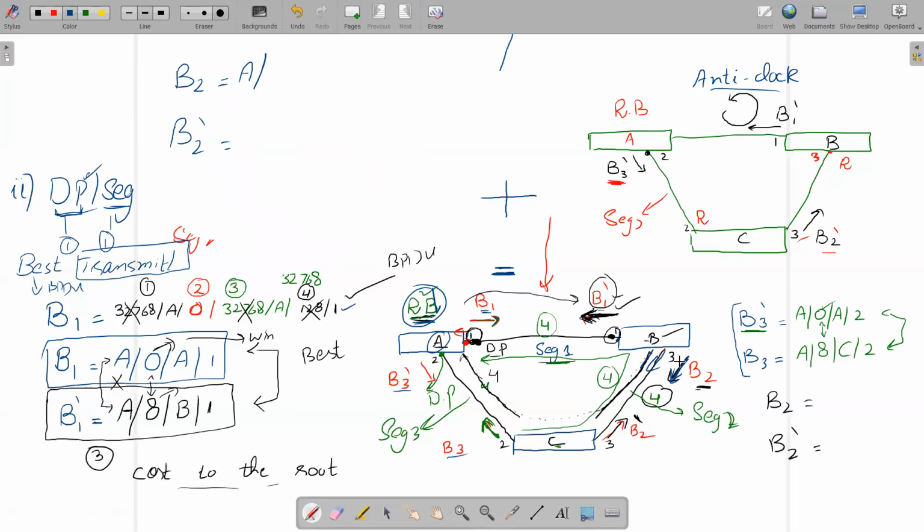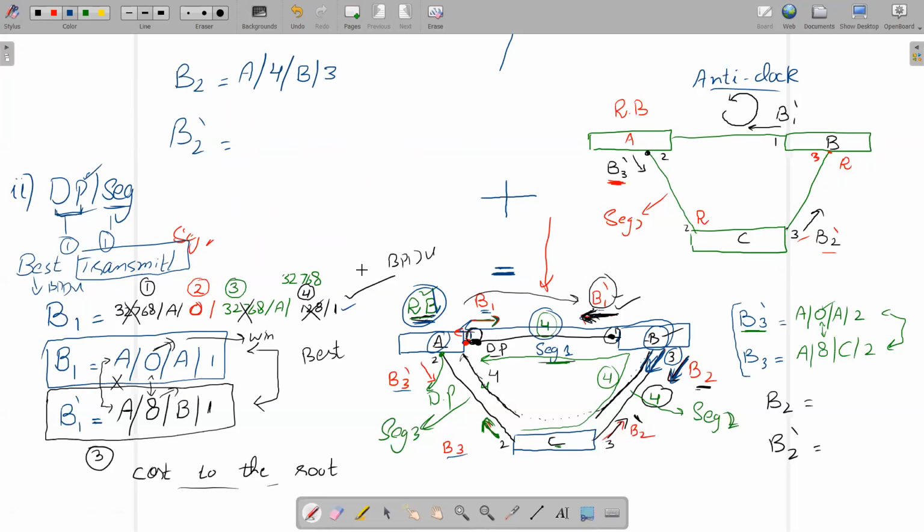Guys, you can see this BPDU is transmitted through this port. That means you need to go back from here to the root. And you can see there is only one link. That means the cost is 4. And then sender ID. Who is the sender right now? B is the sender right now. So we write B over here. And from which port? From port number 3. This is quite easy now.